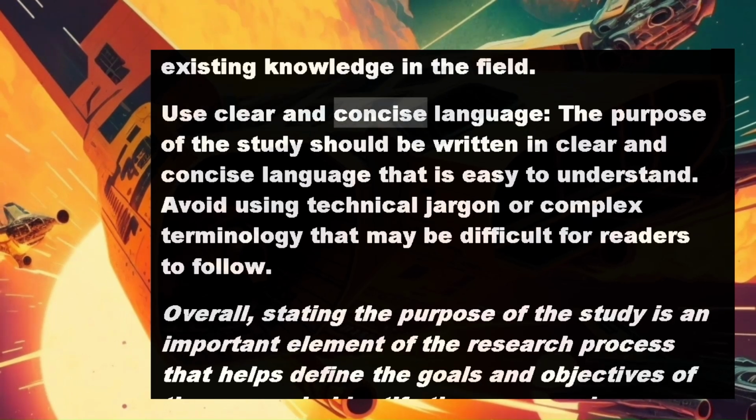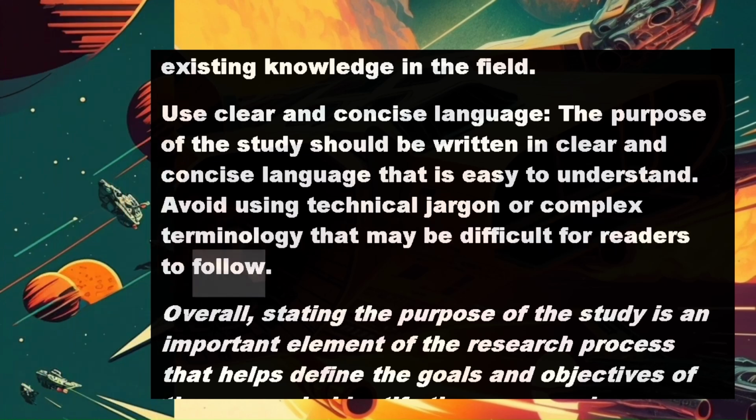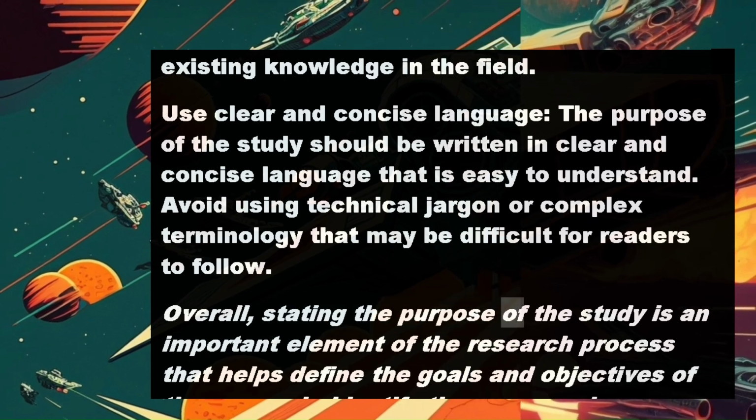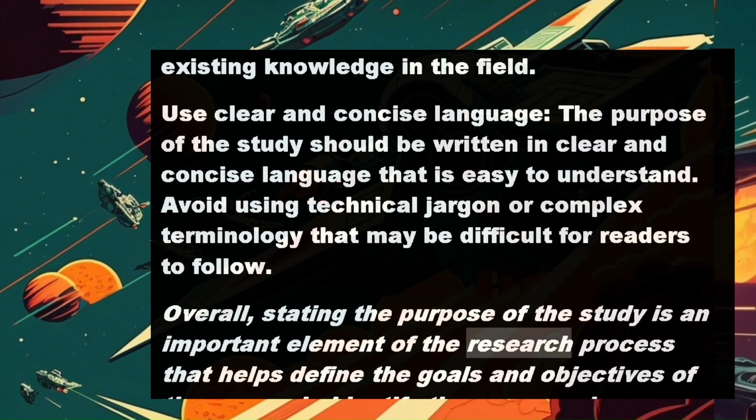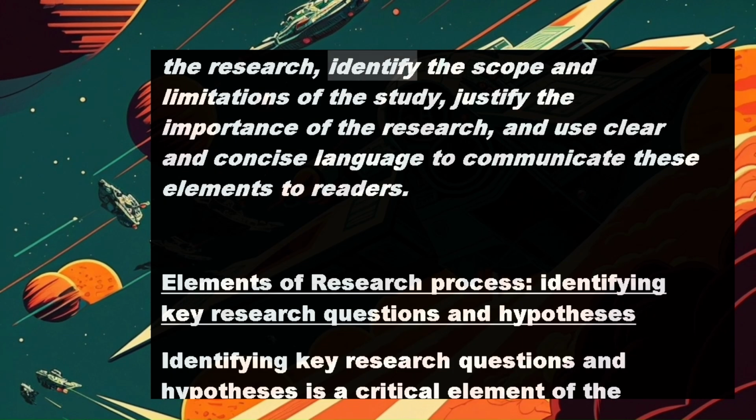Use clear and concise language. The purpose of the study should be written in clear and concise language that is easy to understand. Avoid using technical jargon or complex terminology that may be difficult for readers to follow. Overall, stating the purpose of the study is an important element of the research process that helps define the goals and objectives of the research, identify the scope and limitations of the study, justify the importance of the research, and use clear and concise language to communicate these elements to readers.